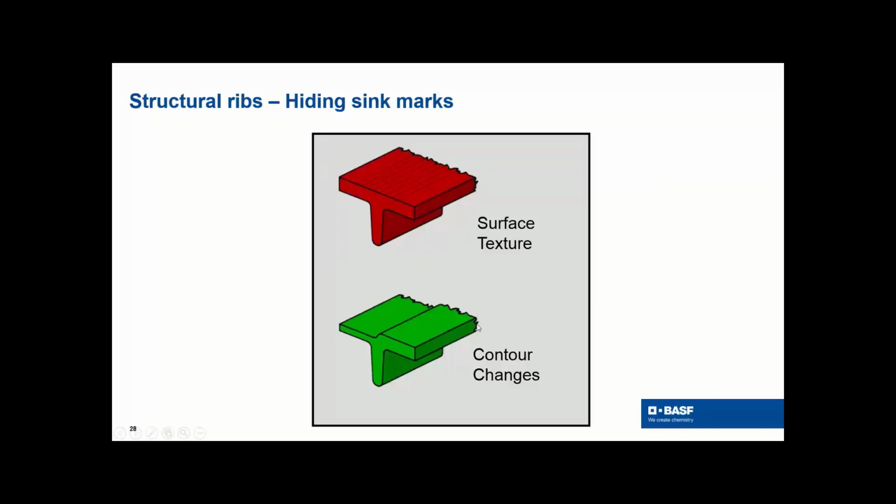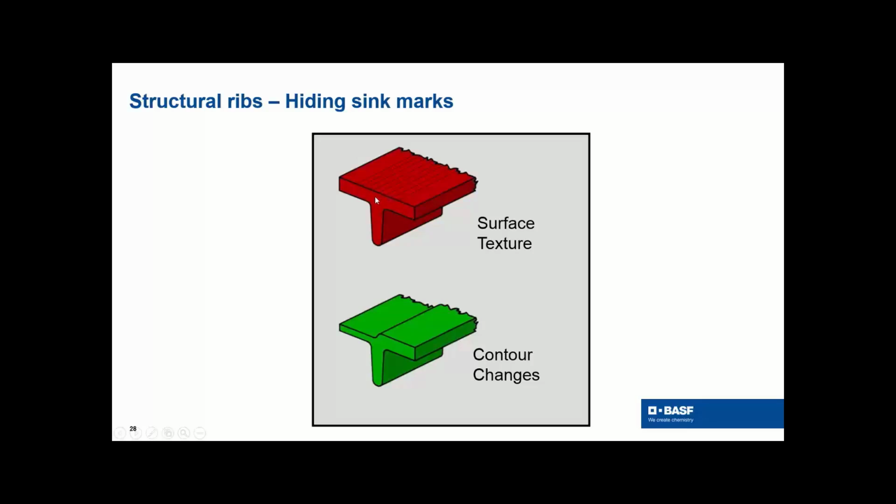So structural ribs add structure, which is great, but they create another problem if you have an aesthetic part. If you don't have an aesthetic part, it's not a problem. But this is a show surface, and in this case we're showing a 1-to-1 rib to wall. You could make this thinner. That's one way to get rid of it. But you're going to get, we'll call it a sink mark.